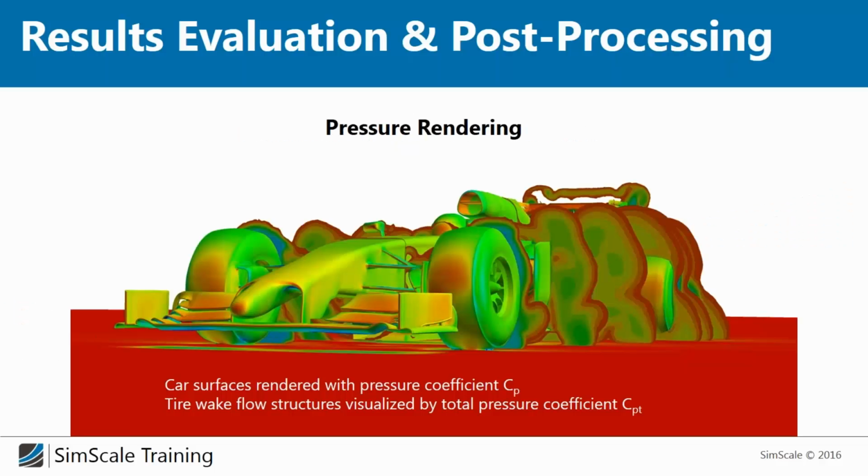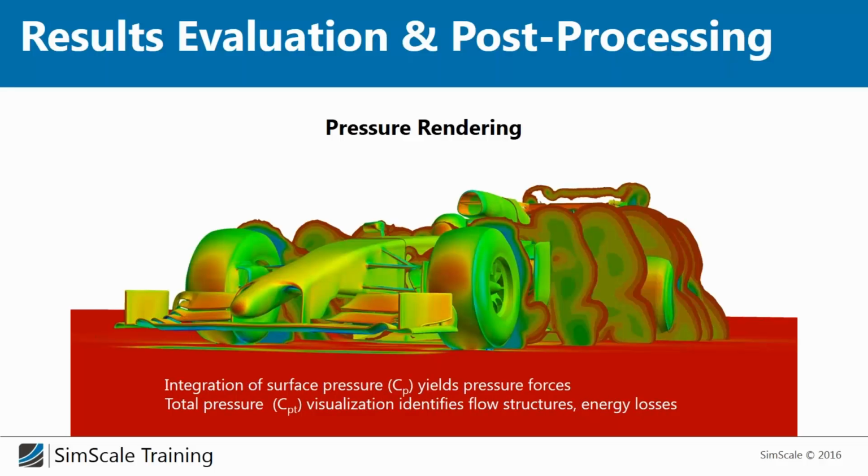Now, let's illustrate this with an example where we render the pressures on and around the Formula 1 car. What we see here is that the surfaces of the car are rendered with the pressure coefficient Cp, whereas the structures in the flow field around the car, typically here the tire wake, are visualized with the total pressure Cpt. If we were to integrate this static pressure distribution, that would give us the pressure forces of the car, which we can equate to downforce and drag and so on.